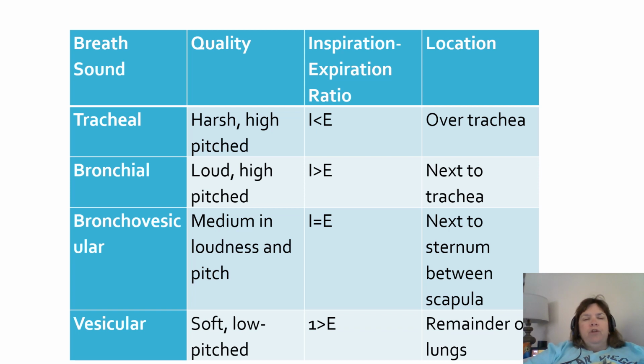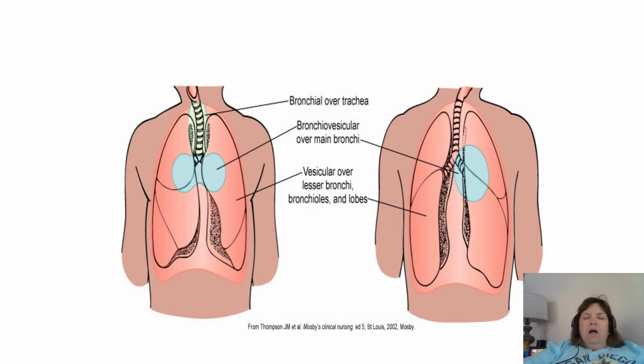It's important for you to understand where you're going to hear specific breath sounds. Some of those include tracheal, which you'll hear obviously over the trachea, bronchial, which you hear next to the trachea, bronchovesicular, which is next to the sternum between the scapula, and the rest of the lungs is vesicular. And here's a picture of that.